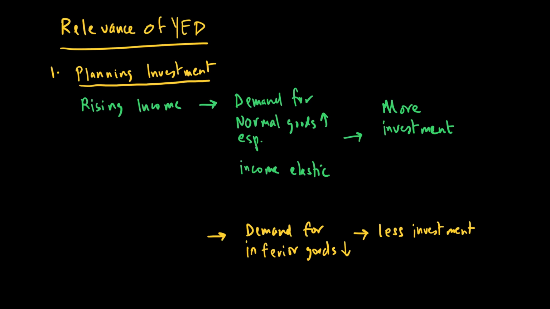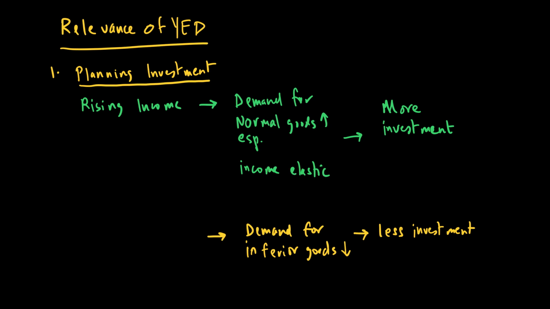Let's talk about relevance of YED now. The first relevance of YED is about planning investment. So if an economy is doing really well, let's say incomes are rising, this is a time when people's well-being is high, the welfare is high, people have more incomes. In such times, the demand for normal goods will go up, and especially those which are income elastic. So if I'm a producer who's making luxury cars, I may want to invest more, because now the demand is strong, incomes are rising. It's not only normal goods, but it's an income elastic normal good.